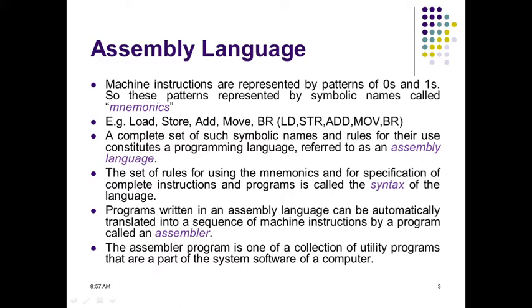The assembler program is one of the collection of utility programs that are a part of system software. The assembler, like any other program, is stored as a sequence of machine instructions in the memory of the computer. A user program is usually entered into the computer through a keyboard and it is stored either in memory or on a magnetic disk, that is the secondary memory, right?